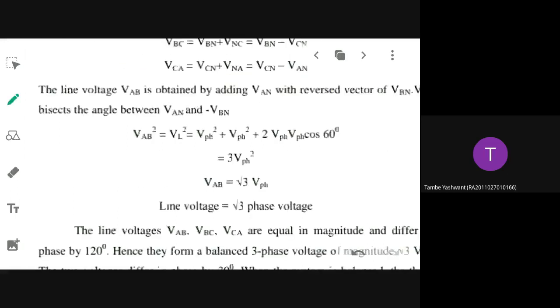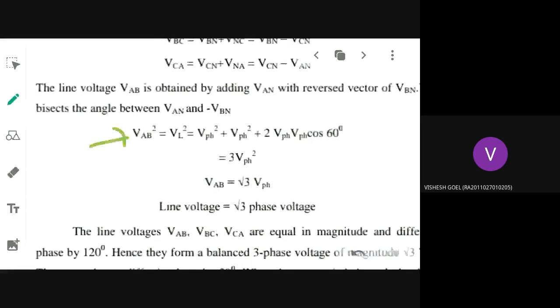Okay, VAB squared is equal to VL squared. That is, it is a line voltage, line to line voltage. So they are denoting it as VL, and VAN, VBN all are phase voltages, so they are generally represented as phase voltages. And the angle difference between these two will be cos 60. So what is the final value that you are getting? What is cos 60? 1 by 2.